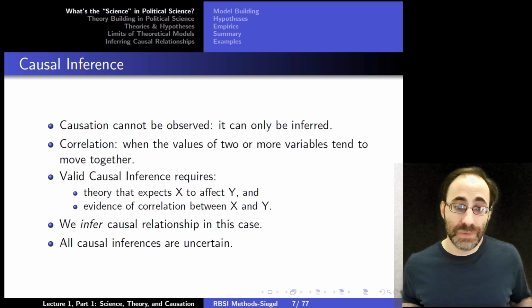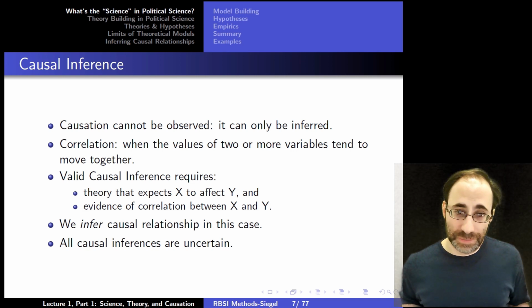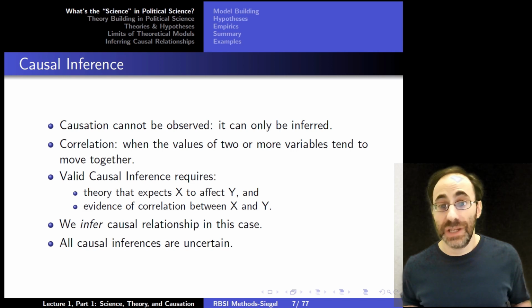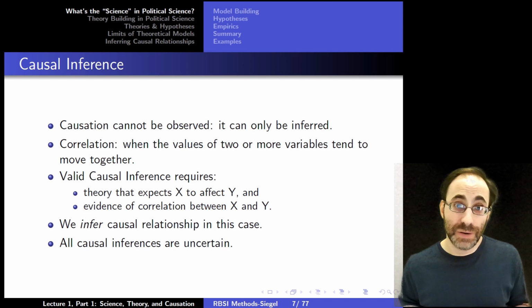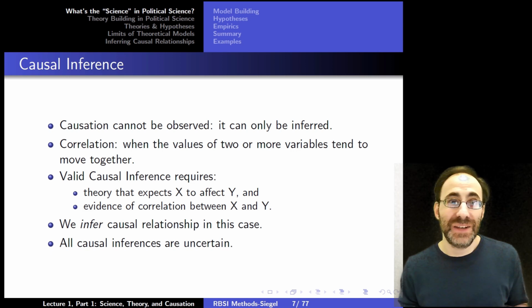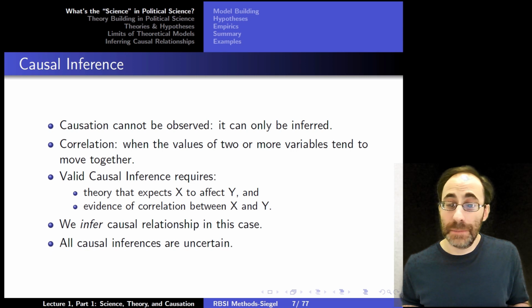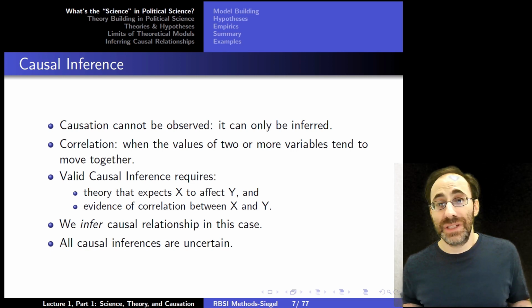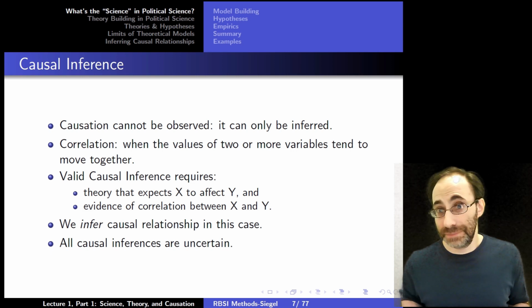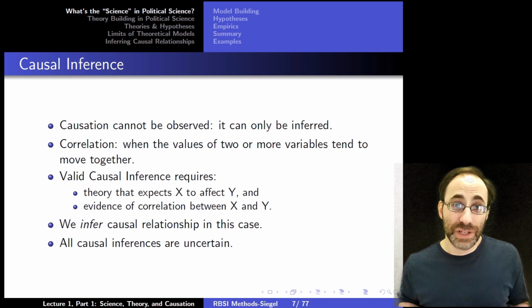To get causation, right, there's a bunch of stuff that are needed. One involves correlation. So a correlation is when the values of two or more variables tend to move together. So let's say I have an A and a B. Moving together might mean whenever I increase A, B tends to increase too. Or it could mean whenever I increase A, B tends to decrease.